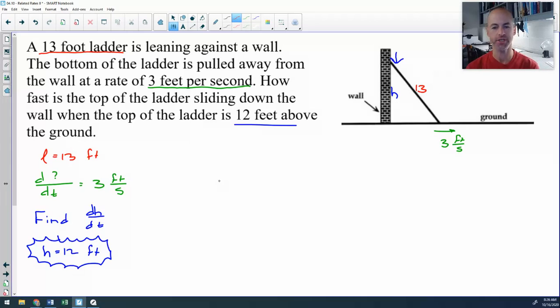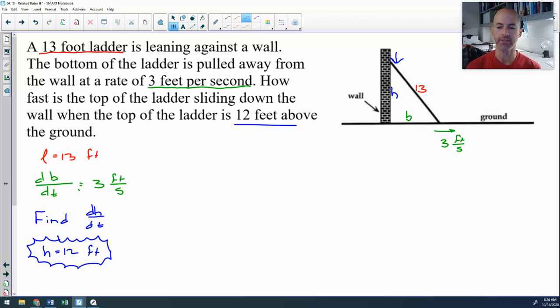The height is changing. And now we need to talk about this thing that is changing at 3 feet per second. That is a horizontal change. That is a horizontal rate of change. And so the horizontal dimension, the base of this triangle, is what will be changing at 3 feet per second. So dB dt is 3 feet per second. We're looking for dh dt. We're given the length of the ladder. The height at some instant is 12 feet. And that is everything I need out of the paragraph.